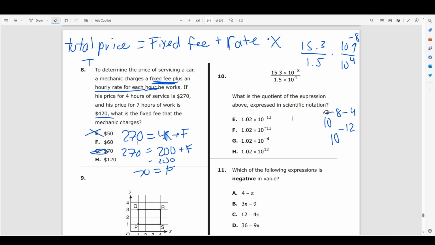Now what we need to do is focus on this 15.3 divided by 1.5. How do we do that? Well, we just divide it. So that's going to turn into 15.3 divided by 1.5. And to make our lives easier, I'm going to multiply my answer by 10.